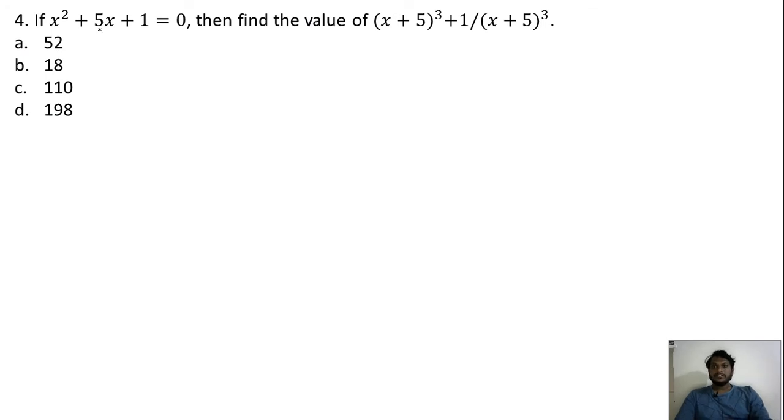If x square plus 5x plus 1 is equal to 0, then find the value of x plus 5 whole cube plus 1 by x plus 5 whole cube. Now here is the equation given: x square plus 5x plus 1 equal to 0.